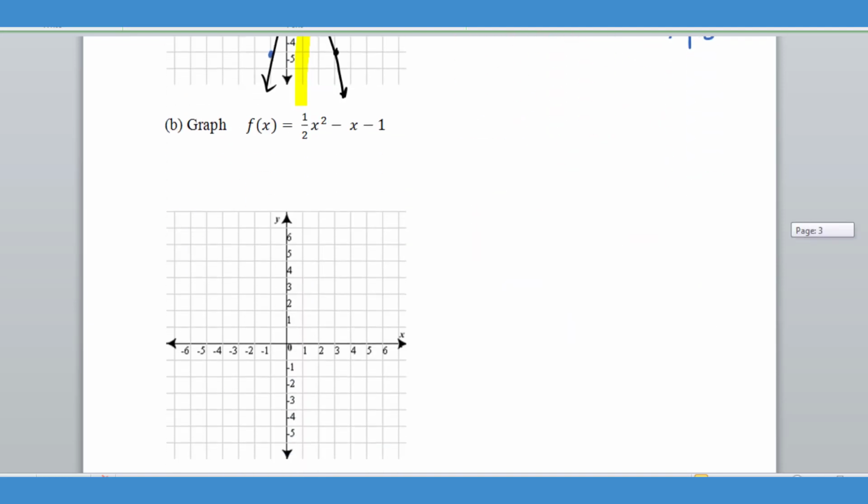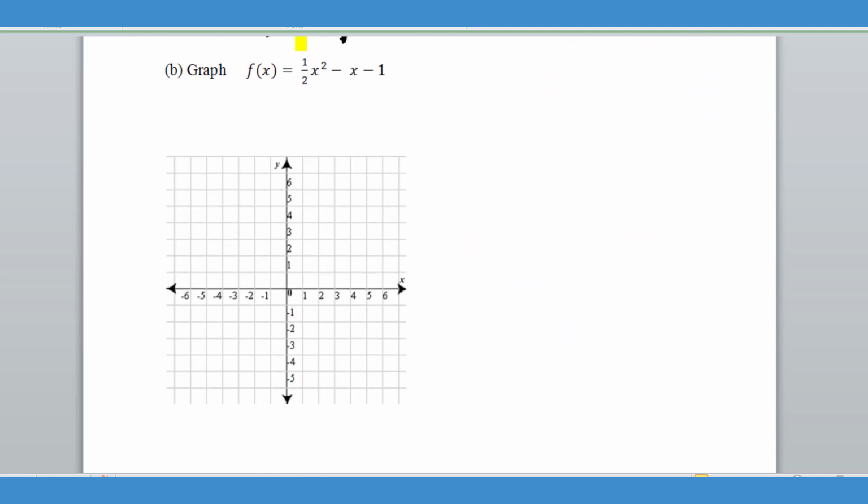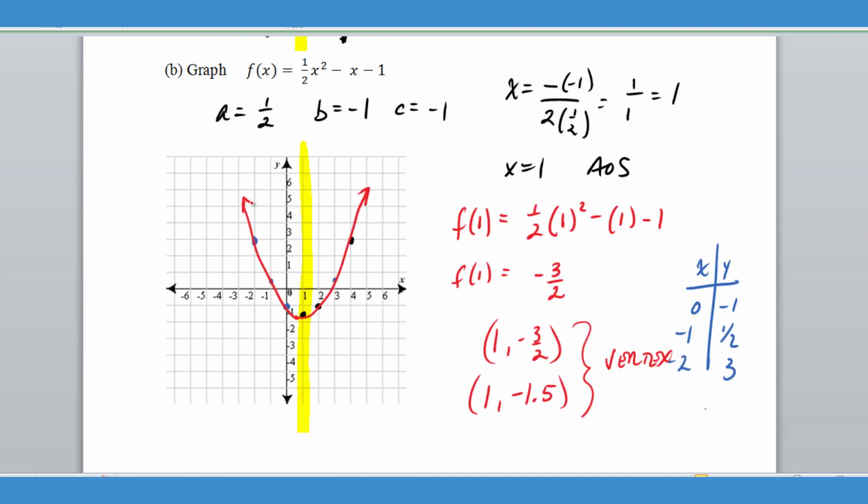Alright, and then for this last one, I'm just going to go ahead and quickly do this. You can check your work against mine after I finish. Okay, you can see here all of the work that I've done for part B. Now let me point out a few things here for you. You can check your work against mine. First of all, I got my a, my b, and my c values.